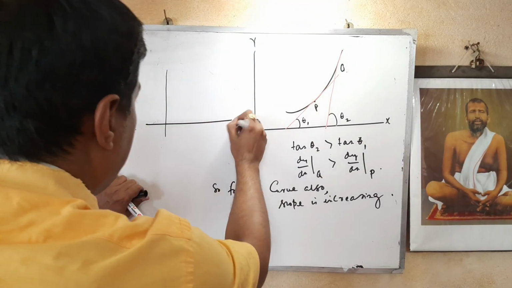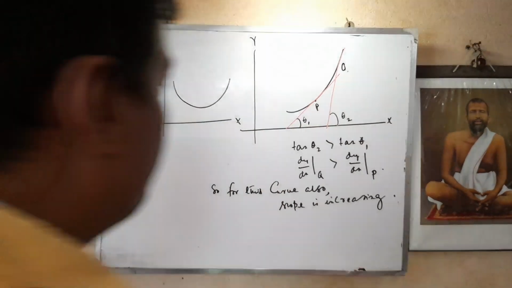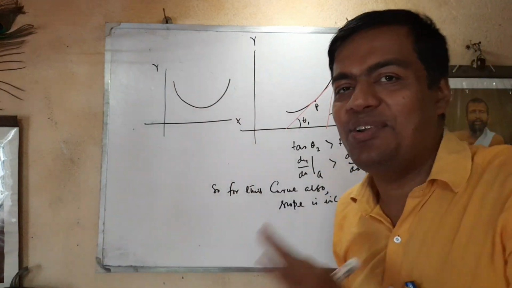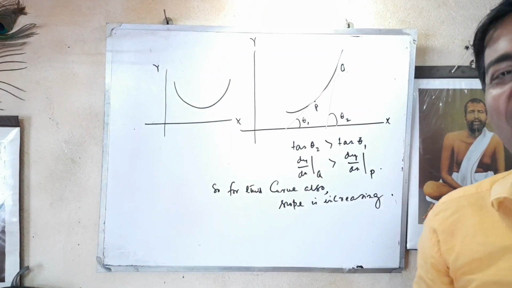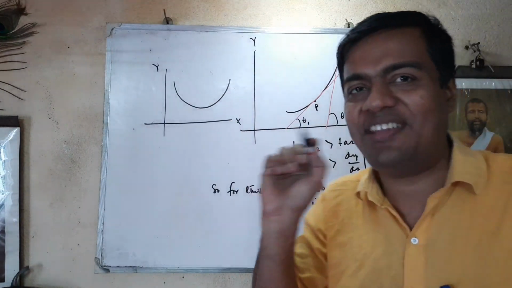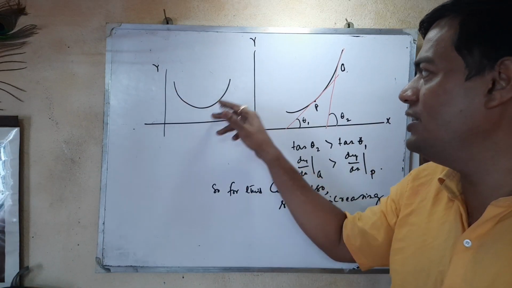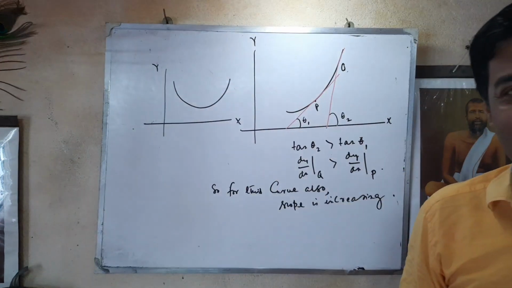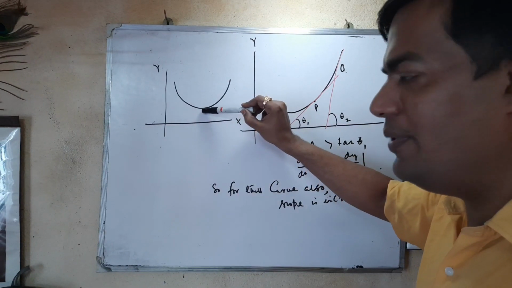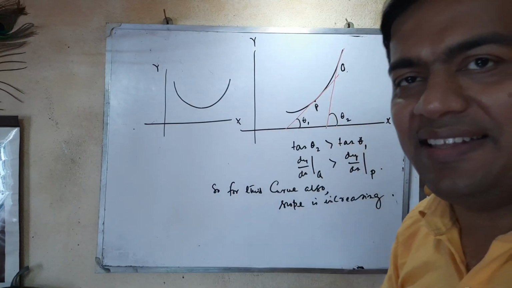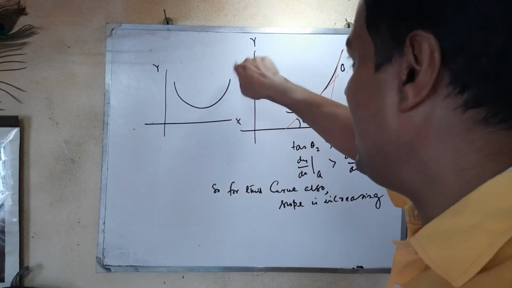Lastly, comparing with the previous discussion, for this type of curve, slope is increasing. Notice that this is a smile sign, or laugh sign. Where the laugh sign appears, it means slope is gradually increasing. As we move from this point to this point, slope is gradually increasing. From this to this, slope is again increasing. For the laugh sign, slope is increasing.